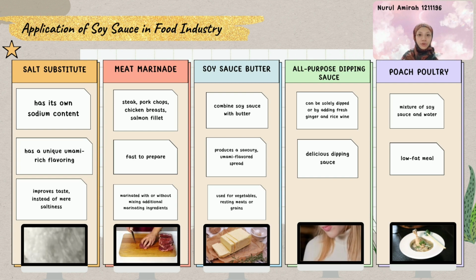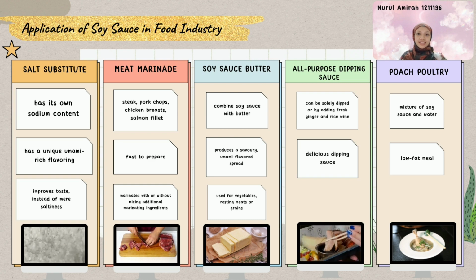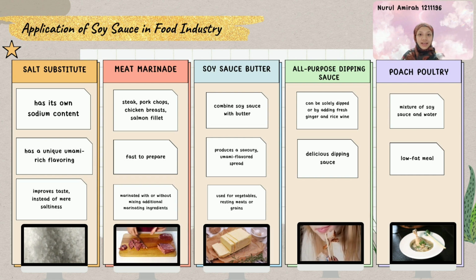First of all, soy sauce has been used as a salt substitute. Why? Because soy sauce can be used instead of salt. It is a great pick because it has its own sodium content as well as a unique umami-rich flavoring that will improve the taste of food rather than just mere saltiness.